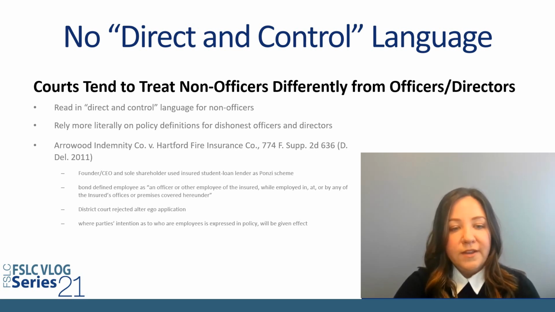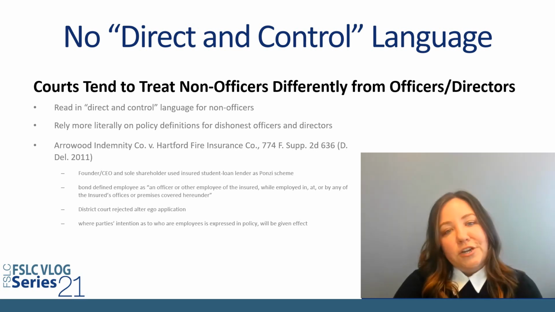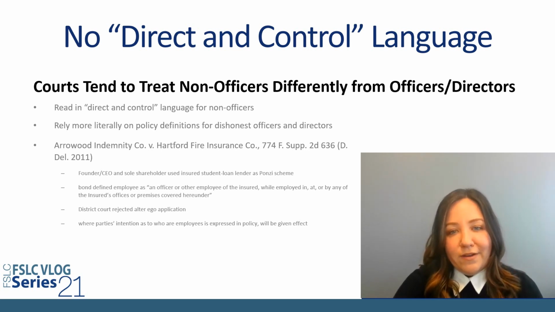For example, in Arrowwood Indemnity Co., the insured student loan lender sought employee dishonesty coverage under its financial institution bond, where its founder, CEO and sole shareholder used the insured as a Ponzi scheme for his personal enrichment. The bond defined an employee, in pertinent part, as an officer or other employee of the insured while employed in, at, or by any of the insured's offices or premises covered hereunder. Because the bond's definition of employee included officers and did not expressly require that the insured have the ability to control and direct the individuals, the court concluded the wrongdoer officer was covered under the bond.